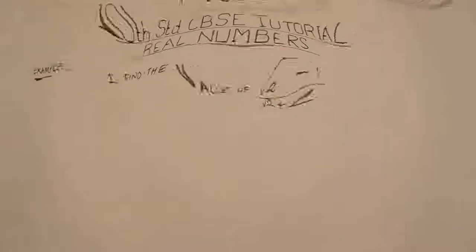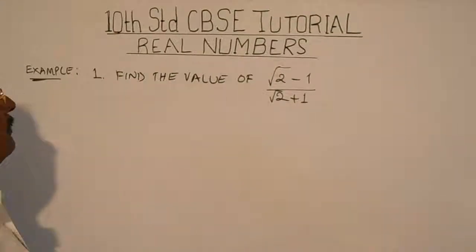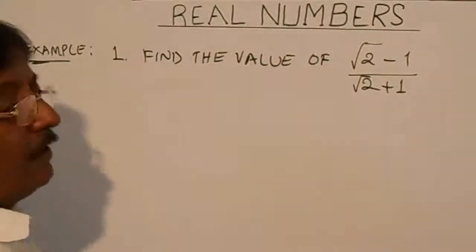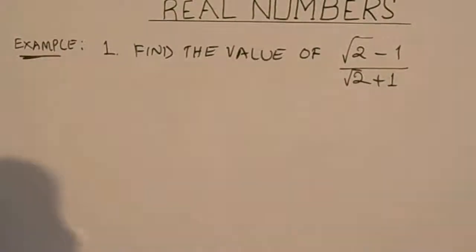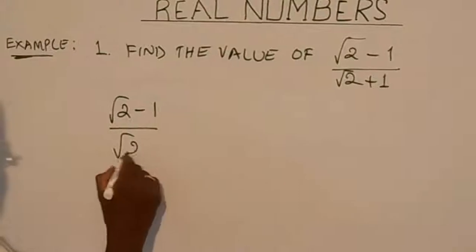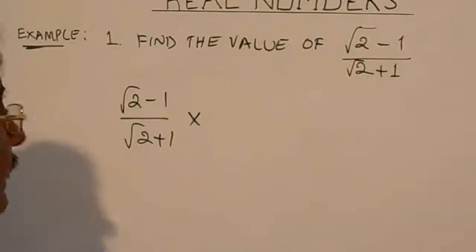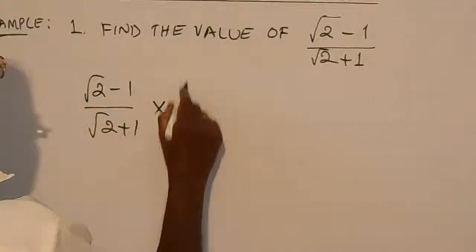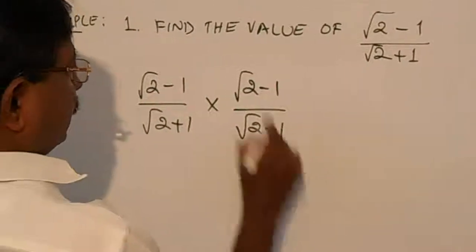Okay. Let us look into some examples that come into the chapter Real Numbers. Example number 1: find the value of (root 2 minus 1) divided by (root 2 plus 1). Let us multiply on either side, on the numerator as well as the denominator, by root 2 minus 1 divided by root 2 minus 1.